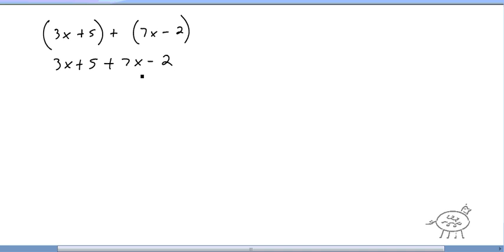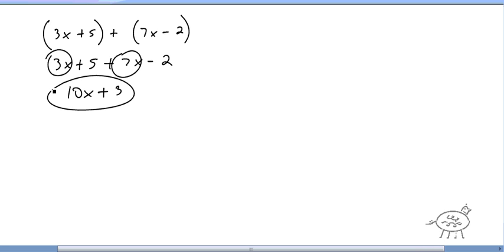Plus is actually the easiest one out of all of them. And then you just add them together. So you combine the like terms. So 3x and 7x, we get 10x. And 5 minus 2 is plus 3, and that's your answer. That's pretty easy schmeezy. Okay, so let's try a little bit tougher one.